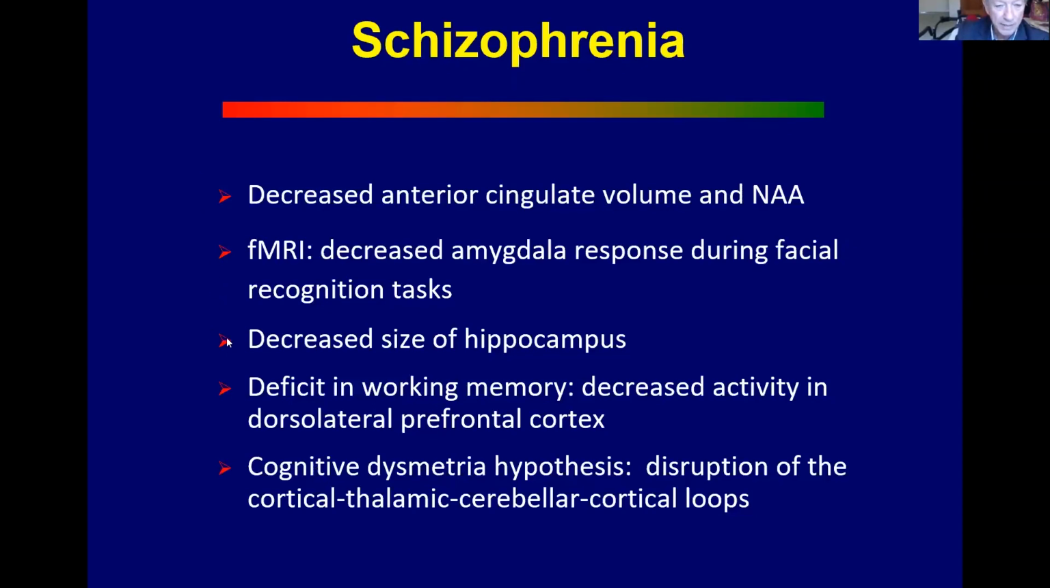Decreased size of the hippocampus, deficit in working memory, decreased activity in the dorsolateral prefrontal cortex, and there is the cognitive dysmetria hypothesis, where there's disruption of the cortical, thalamic, cerebellar, cortical loops. But there's not one area of the brain that you can point to and say this is the cause of schizophrenia. It seems to be multiple parts of the limbic system and other parts of the brain that contribute to this psychiatric disease.